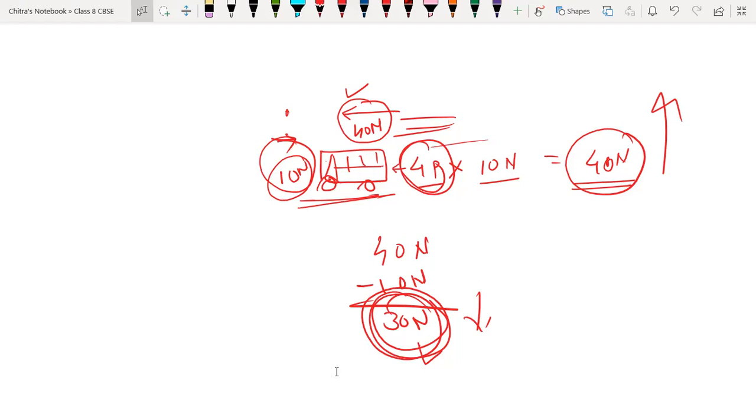Sir, Newton is the SI unit of force. Yes, Newton is the SI unit of force.